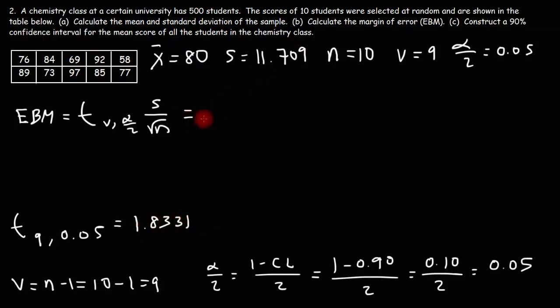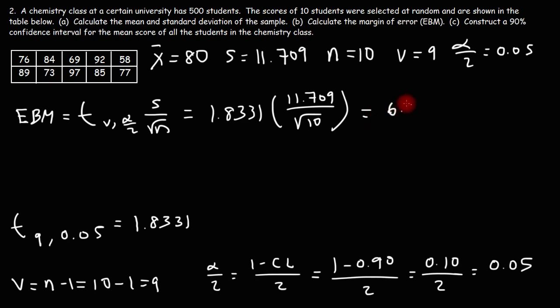So now let's calculate the EBM value. So it's 1.8331 times s, which is 11.709, divided by the square root of 10. And so that comes out to be 6.787. So that is the margin of error. That's the error bound for the population mean. That's it for part B.